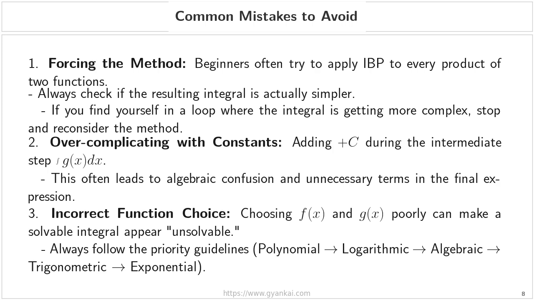Think of it as a hierarchy. Generally, you want to choose the function that is a polynomial as your f of x first. Then, if there isn't a polynomial, look for a natural logarithm. After that, algebraic functions like square roots, then trigonometric functions like sine and cosine, and finally, exponential functions. Following this order will often lead you to the correct choice and a solvable integral.